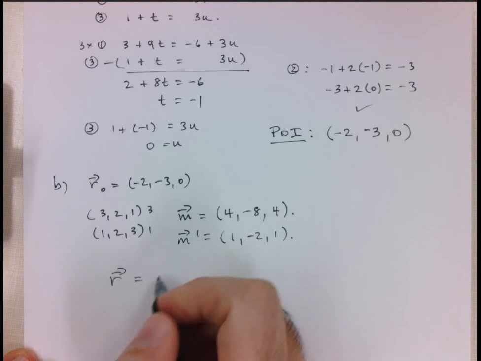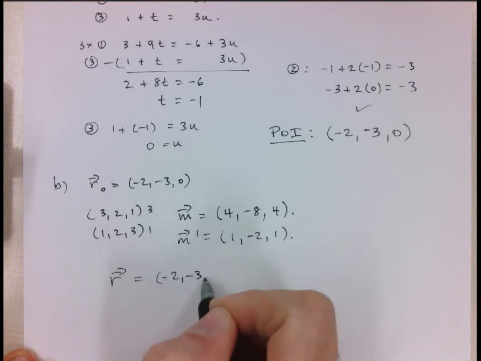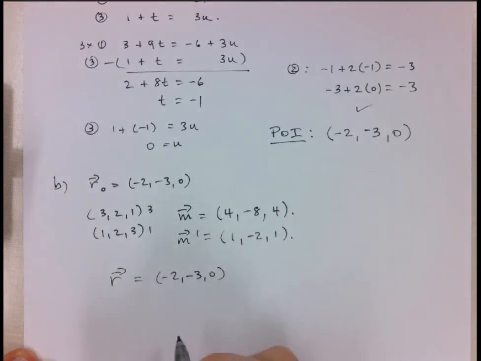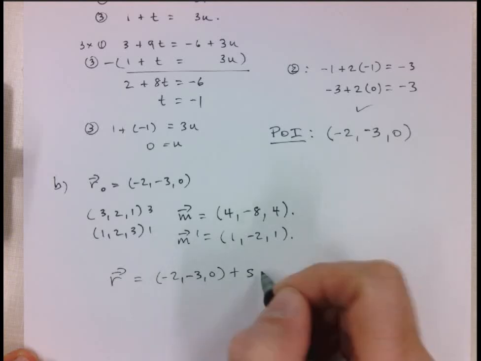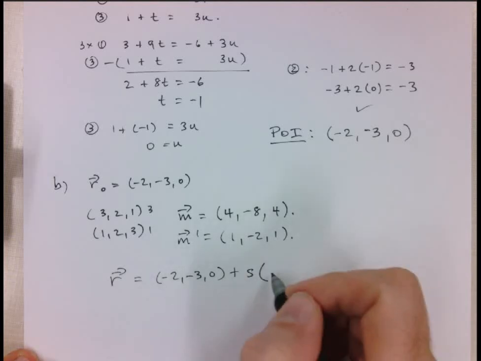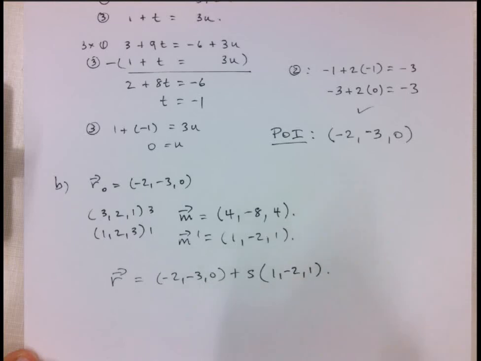Now we can write our equation. It is our given point, negative 2, negative 3, 0, actually the vector to that given point, plus, and I won't use t and u since they were already used, so I'll say s times my direction vector 1, negative 2, 1. And there we have it.